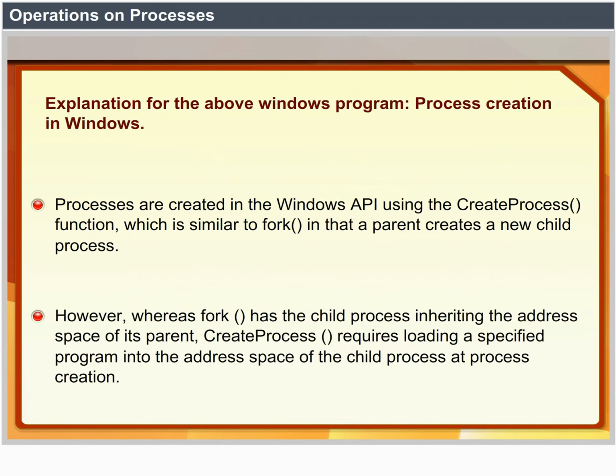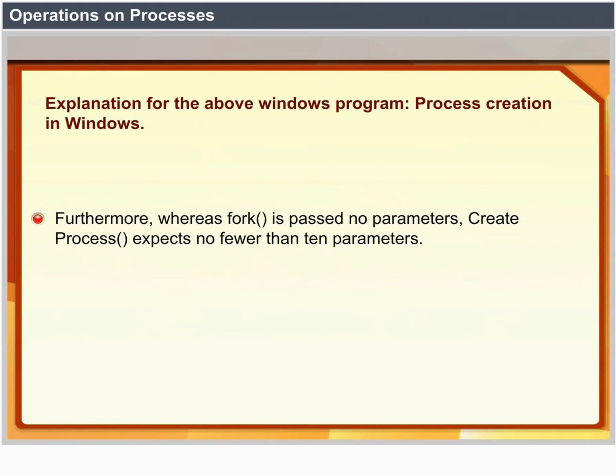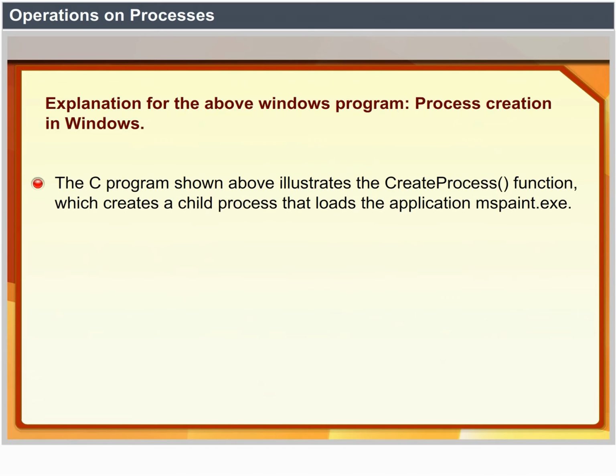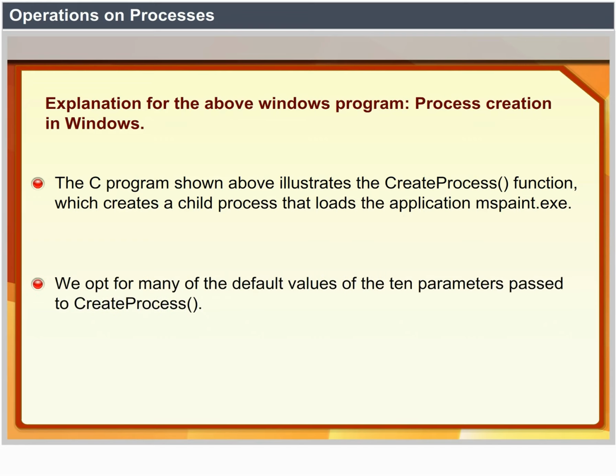However, whereas fork function has the child process inheriting the address space of its parent, CreateProcess function requires loading a specified program into the address space of the child process at process creation. Furthermore, whereas fork function is passed no parameters, CreateProcess function expects no fewer than 10 parameters. The C program shown above illustrates the CreateProcess function, which creates a child process that loads the application mspaint.exe. We opt for many of the default values of the 10 parameters passed to CreateProcess function.